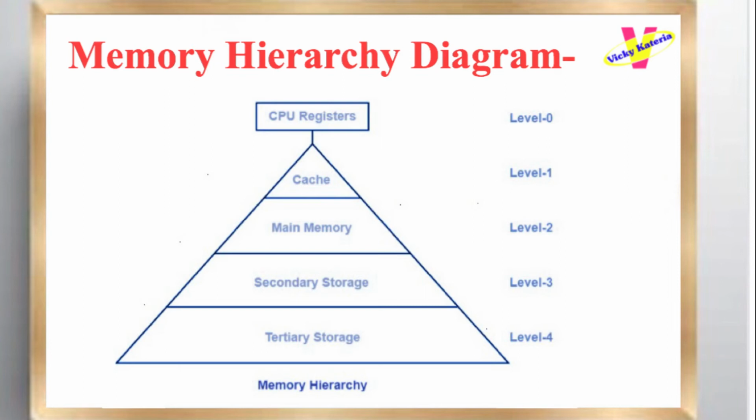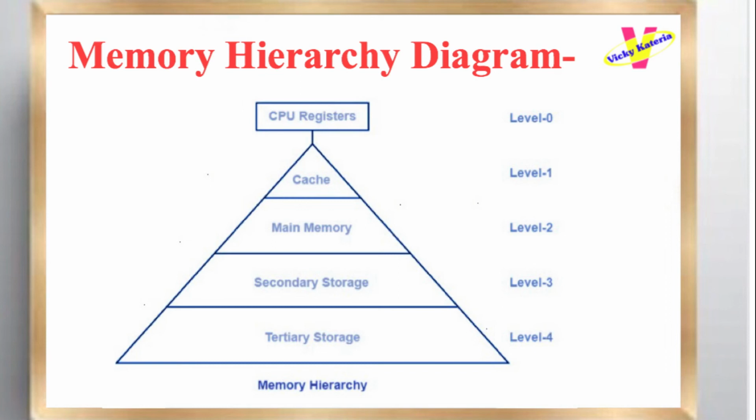Level 3. At level 3, secondary storage devices like magnetic disk are present. They are used as backup storage. They are cheaper than main memory and therefore much larger in size. In TB.